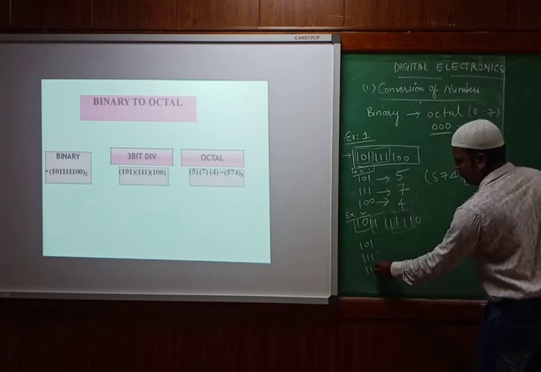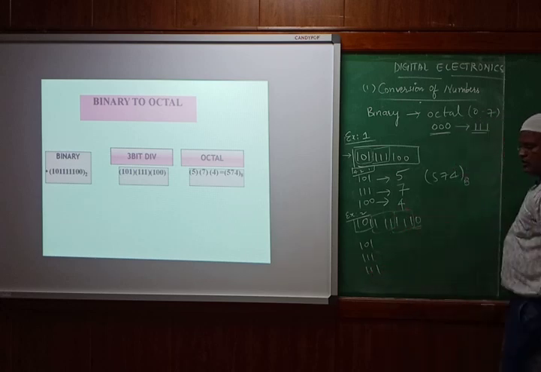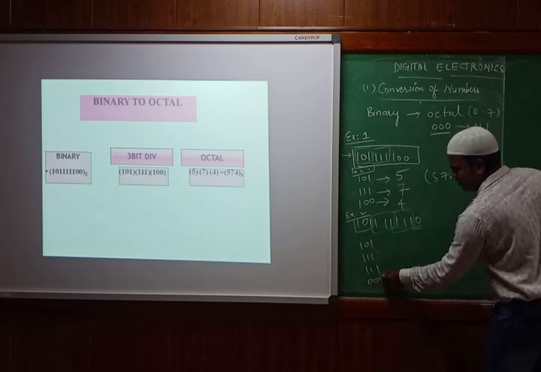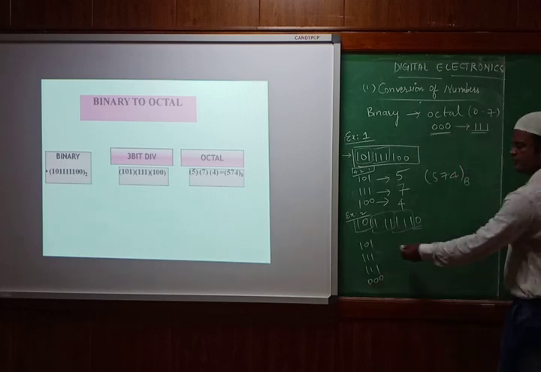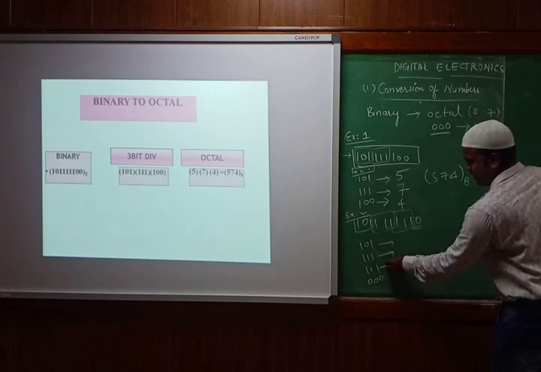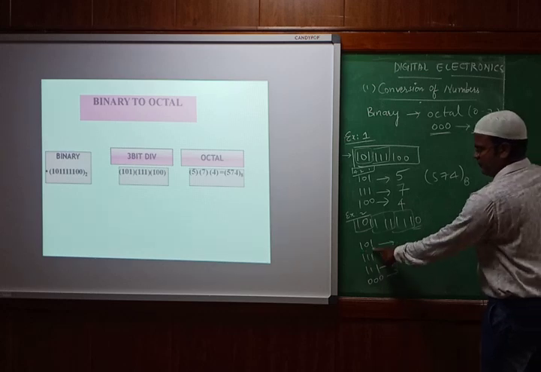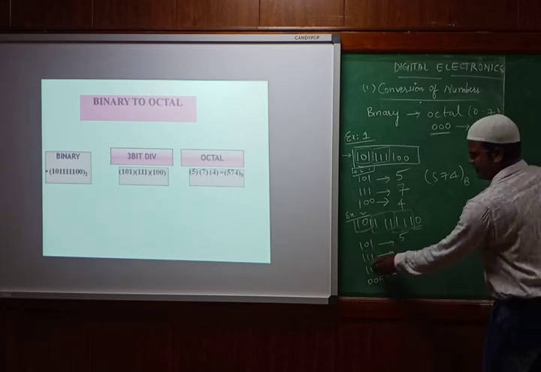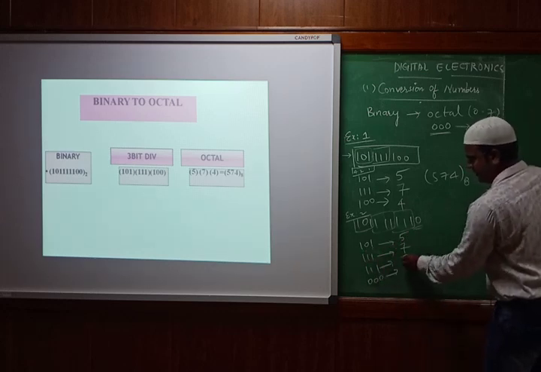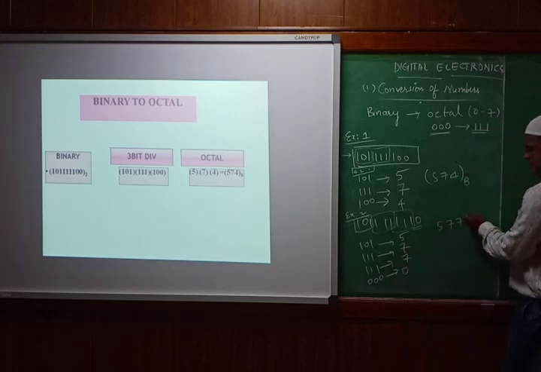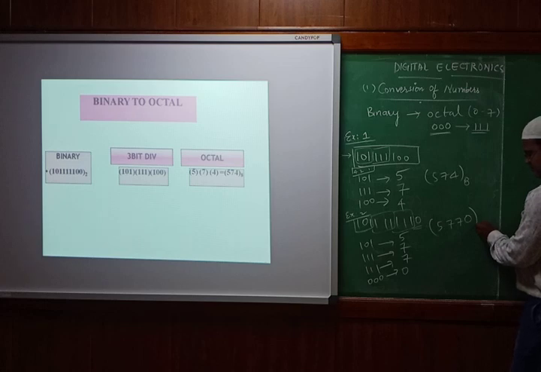I am getting 111. Since this 0 is left over, we cannot keep it as it is. What I have to write is: add 2 more zeros to it. This contains 4 digits. So 4 plus 1 is 5. Then it is 7, then again 7, then it is 0. So this will be converted into 5770 in base 8. That is how the octal system conversion is done.